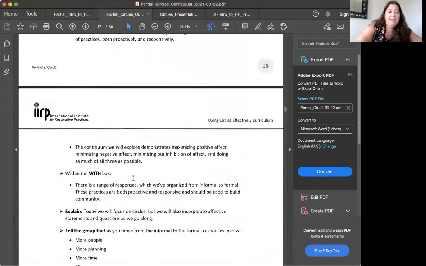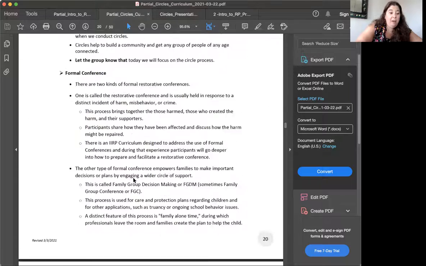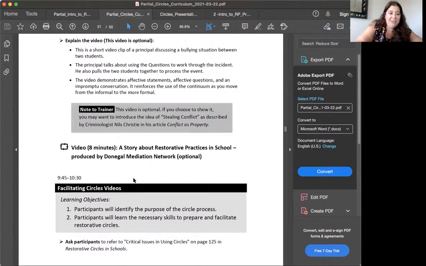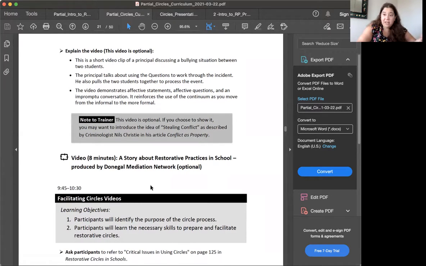And then after that review, there is an optional video that you can show. It's called A Story About Restorative Practices in Schools. It talks about a bullying situation where the headmaster of the school talks about using the informal side of the continuum, so affective statements and questions, which ultimately led to a small impromptu conversation to move through the process. So this is an optional video. Again, if you think it's something that would be helpful, we encourage you to show it.